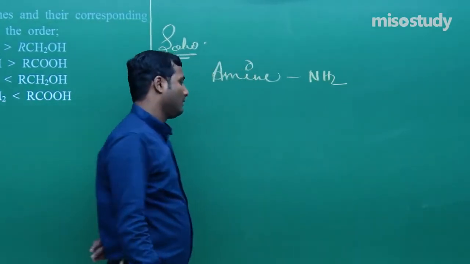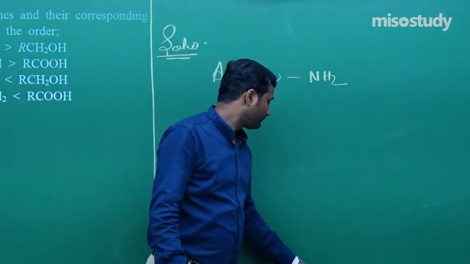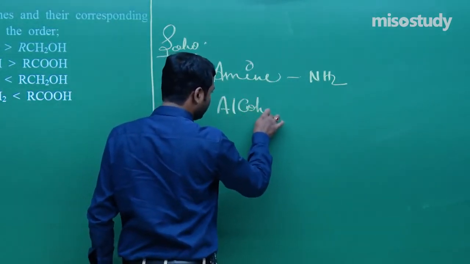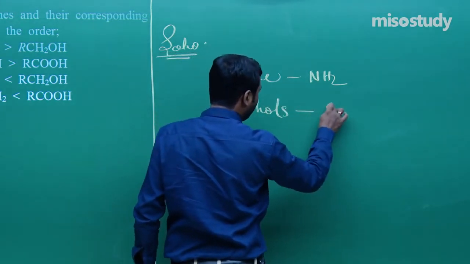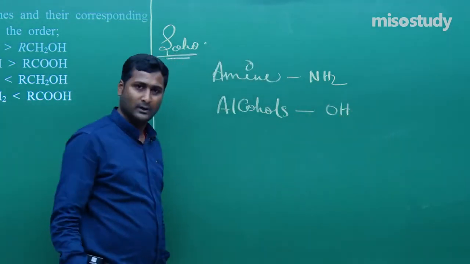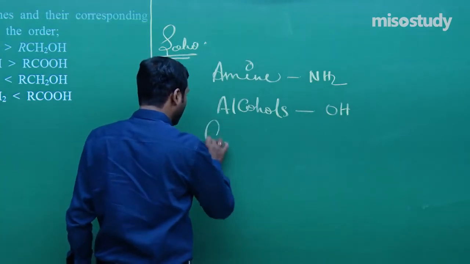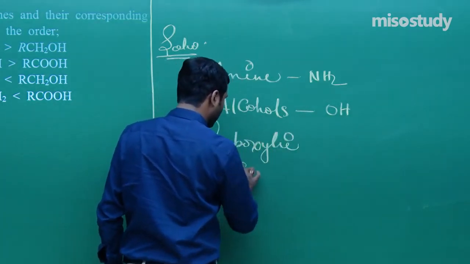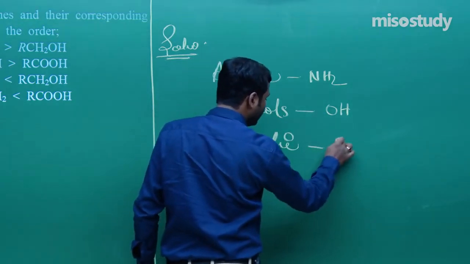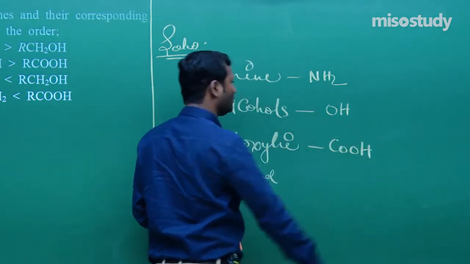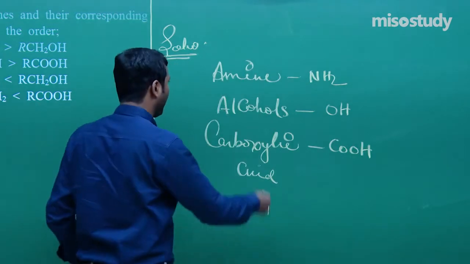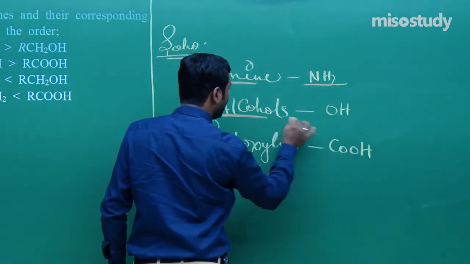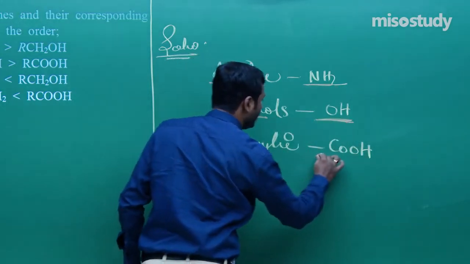Wait for a moment. If I talk about alcohol, it contains the OH group. If I talk about carboxylic acid, then it contains the COOH group. Clear to you? That is, amines have NH2, this one is alcohol, OH, and this one is carboxylic acid.